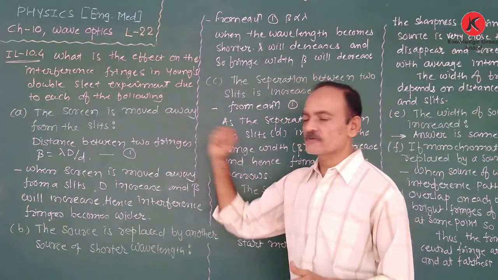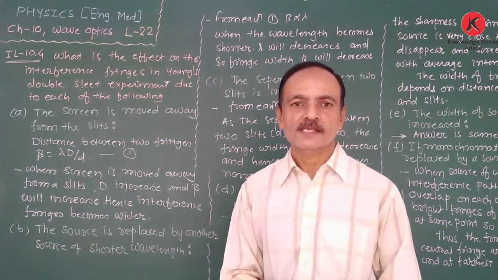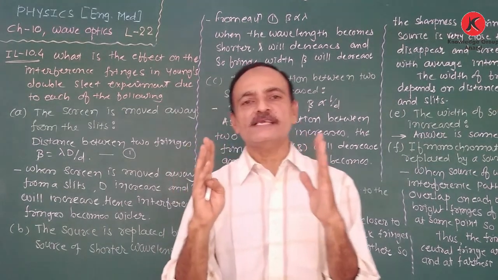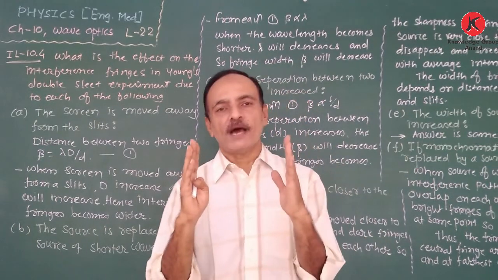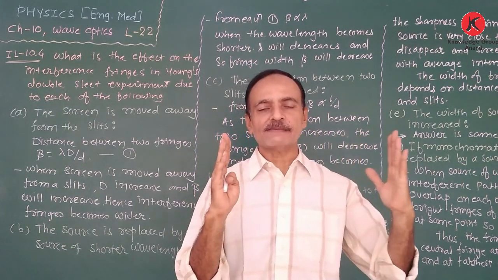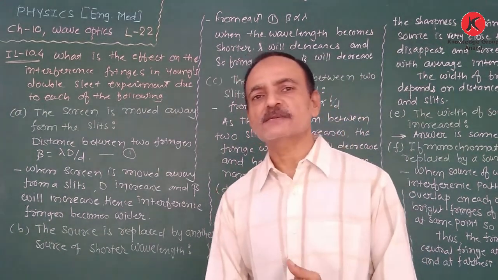The first part is that the screen is moved away from the slit. Initially we obtain the interference fringes on the screen. Now the distance between the slit and the screen increases, that means the screen is moved away. So what is the effect on the fringes?